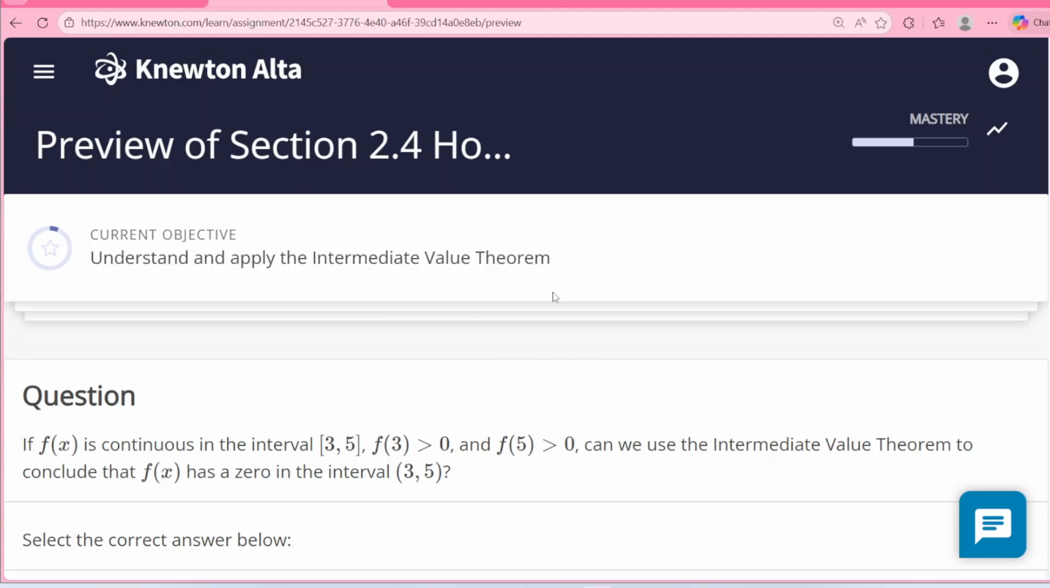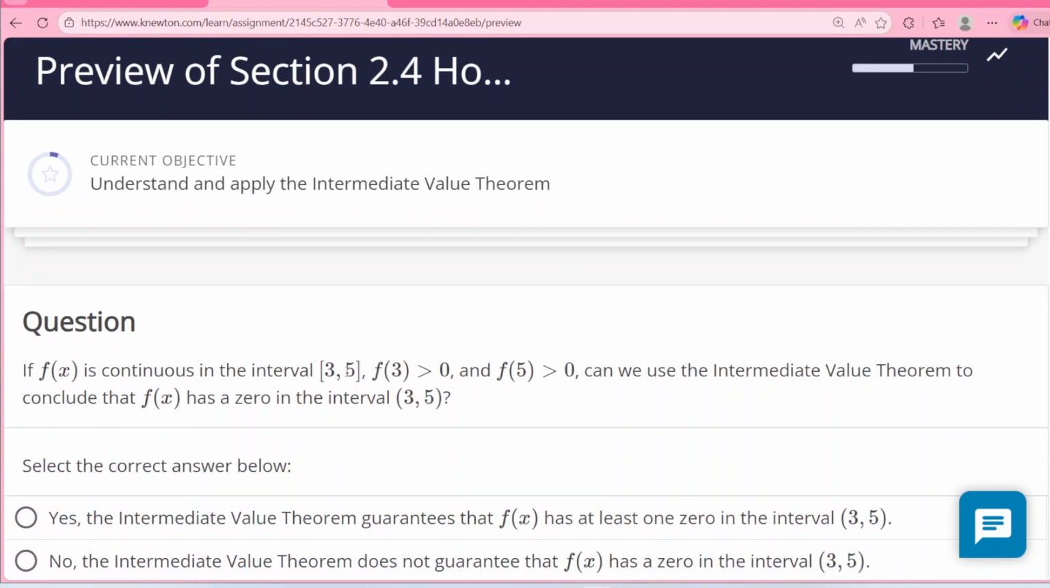So another intermediate value theorem problem. All right, so here, if f is continuous on the closed interval from x equals 3 to x equals 5, and f of 3 is positive and f of 5 is positive, can we use the intermediate value theorem to conclude that f has a zero between 3 and 5?